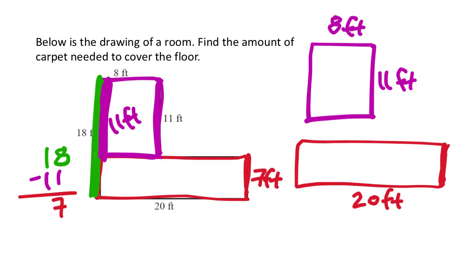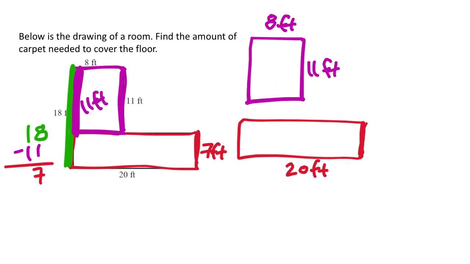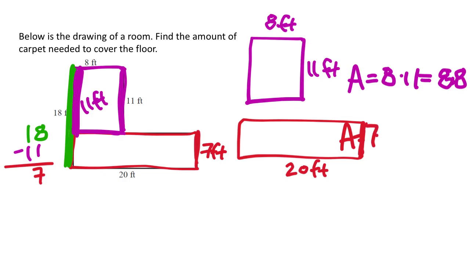So I know it's a 20-foot by 7-foot rectangle now, and I'm ready to find the area of both, because the area of the purple one is going to be 8 times 11, which is 88 square feet. I'm not going to put the label on it yet because I know this isn't my final answer, although you could. And the area of the red one is a 7 by 20 foot rectangle. 7 times 2 is 14, and then I'm just going to tack on that 0 at the end.